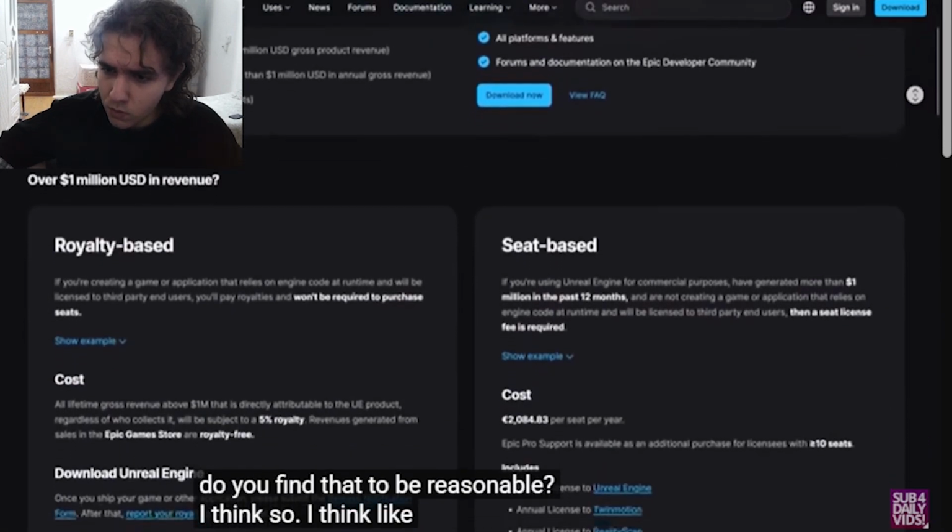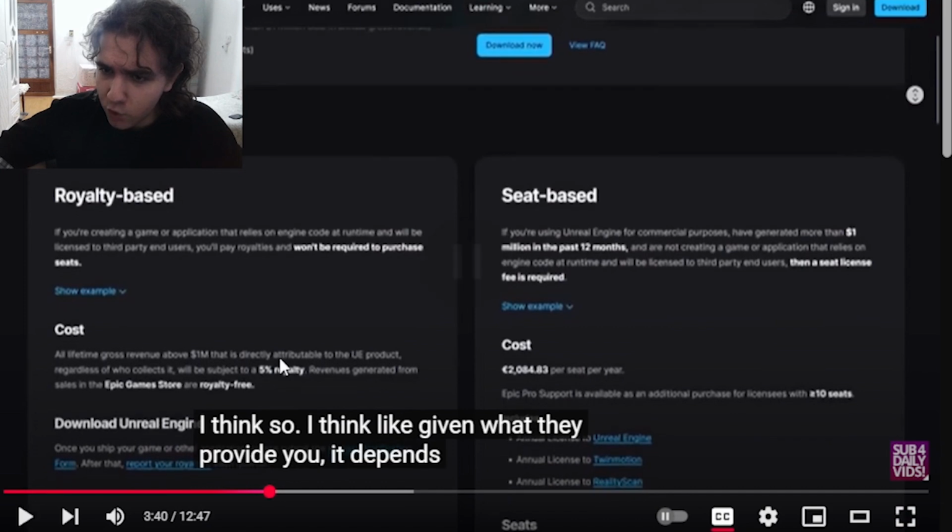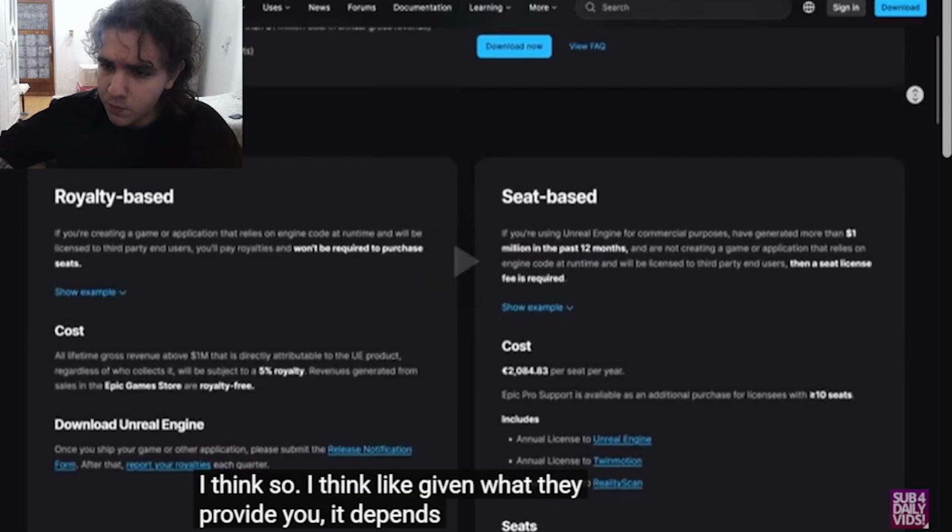I think so, given what they provide you. If you don't want to pay 5%, you can just buy a seat per the number of employees you have. That's super simple. So yeah, it's very interesting, and it's not that much of a big thing to worry about, believe me. It depends on who you ask, right?